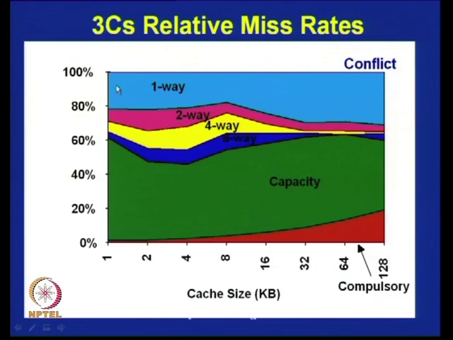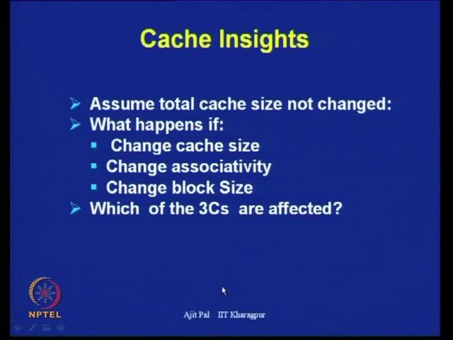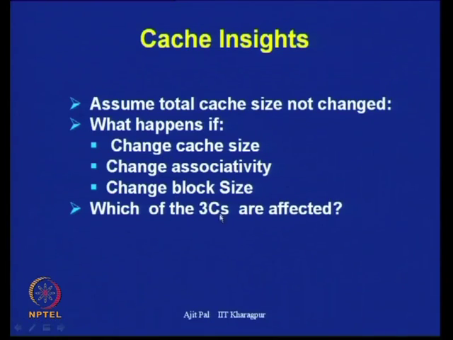and the conflict misses vary for different types of associativity: one way, that is direct mapping, two way, four way, eight way. So, for different types of associativity, the percentage of misses is shown in this particular diagram. Now, we can see that the miss rate can be reduced by controlling three parameters: cache size, associativity, and increasing the size of the block. Now, how they affect the three types of misses, that means the three C's, that we shall see in a little more detail.